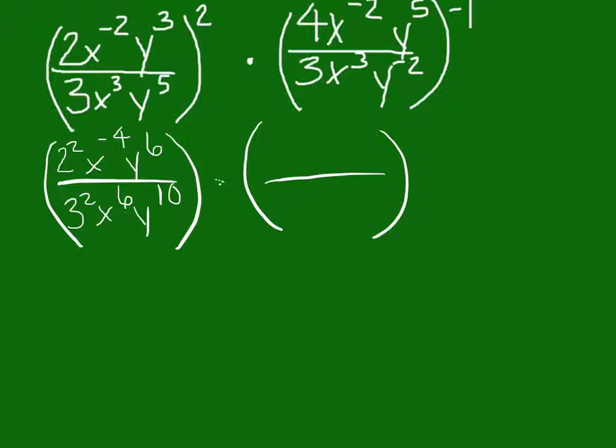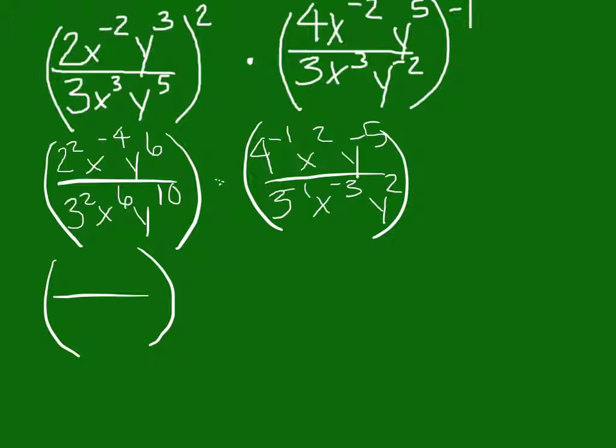Okay, so we continue on. Now everything in this one gets multiplied to the negative first power. So 4 to the negative 1, x squared, y to the negative 5, over 3 to the negative 1, x to the negative 3, and y squared. So now we start to simplify.